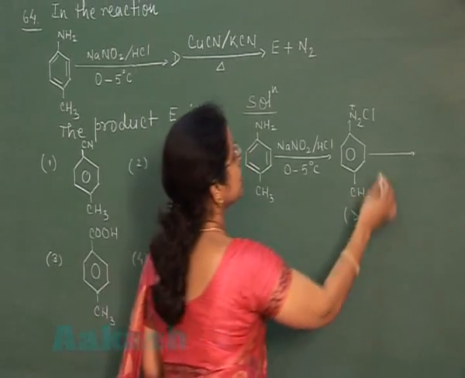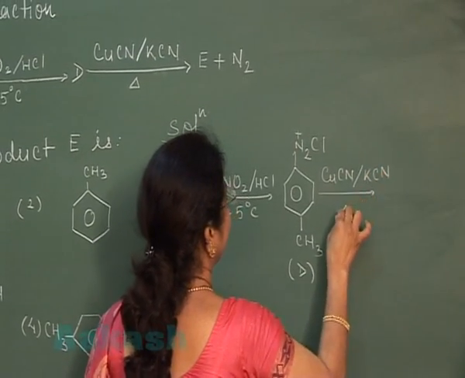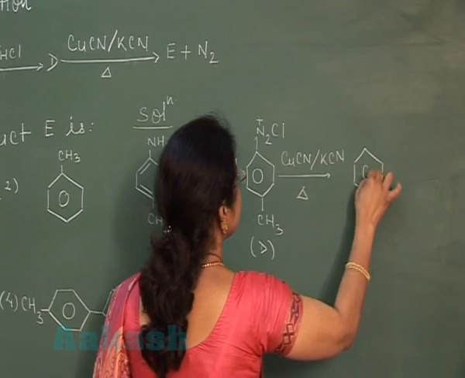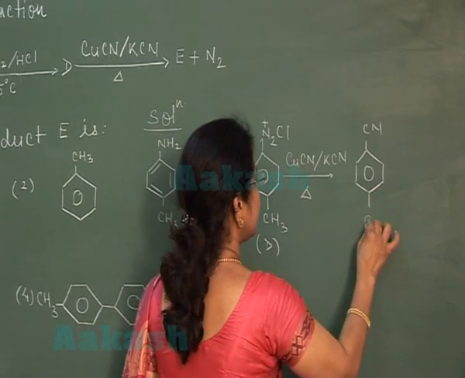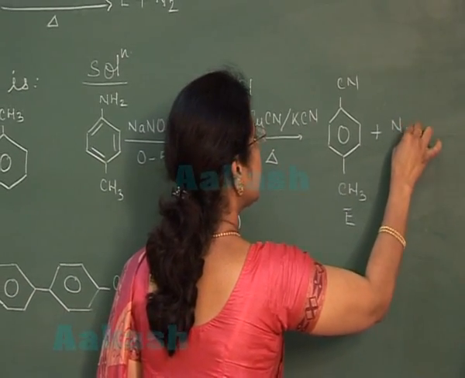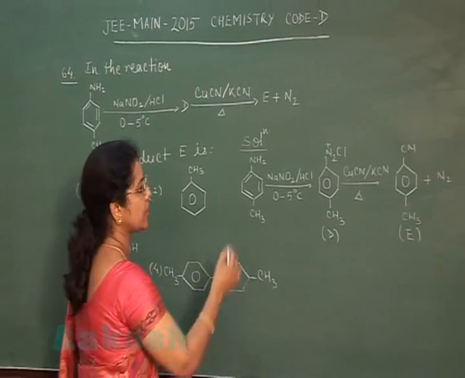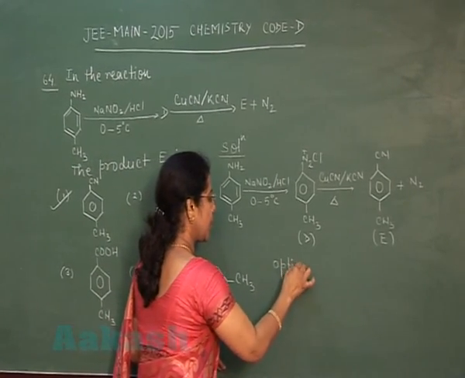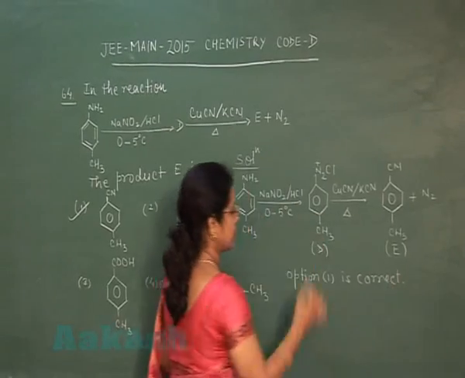When this compound is treated with copper cyanide in KCN, at high temperature, diazo salt is converted into cyano compound. So this diazo group is replaced by cyanide group. Reaction product is this compound plus nitrogen. So according to this reaction, the correct option is the option 1. So option 1 is correct.